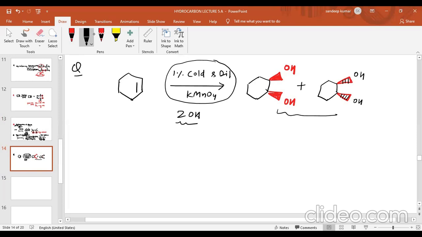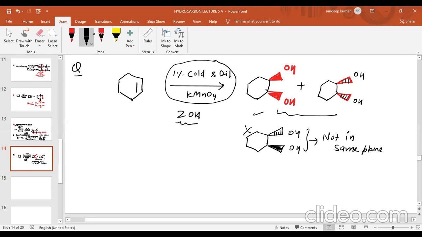If the option is like this, one OH is on dash position and one OH is on solid position, so this is not correct because these two OH groups are not on the same side of the plane. So this will not be obtained; either this one or this one will be the product. So Bayer's reagent follows syn addition. So this reaction is basically based on syn addition. Syn means cis addition.